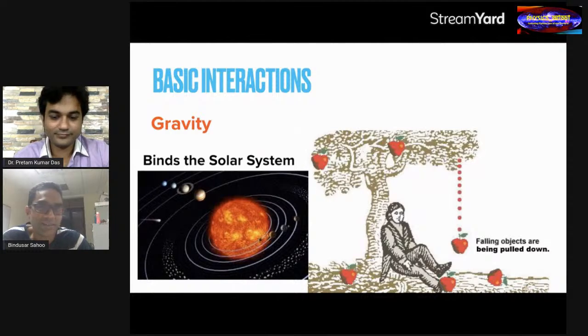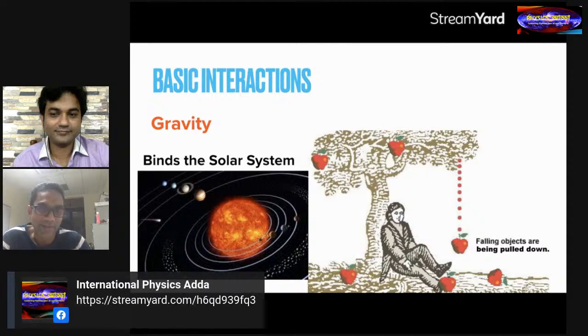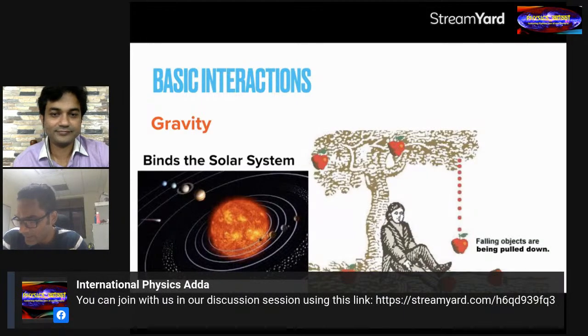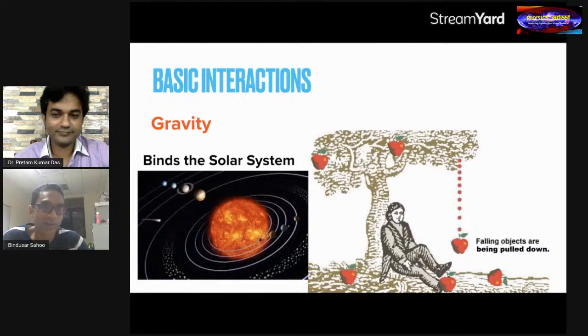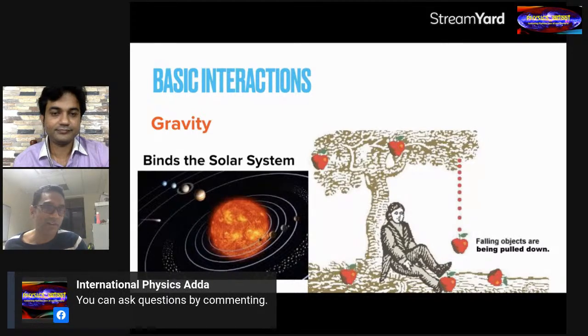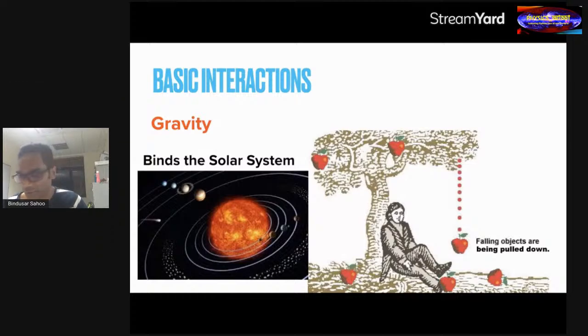It was originally formulated by Newton, and as the story goes, he saw an apple falling from a tree, and then he got this idea that there is a gravity force that pulls everything down. Indeed, this force is also responsible for binding our solar system, and everything within our galaxy and universe is bound together by the gravitational force. So this is something very familiar, the most commonly observed force, however very little understood also. We'll come to that later.